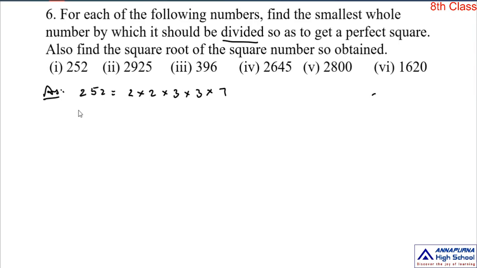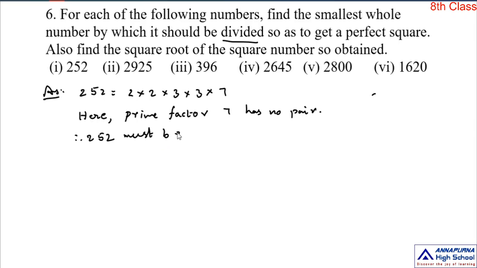Okay, so here prime factor 7 has no pair. So therefore this 252 must be divided by 7 to make it a perfect square.